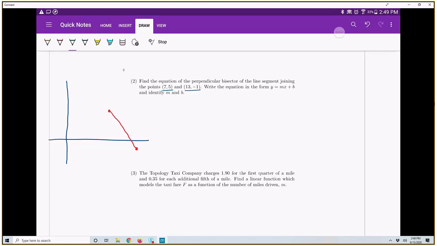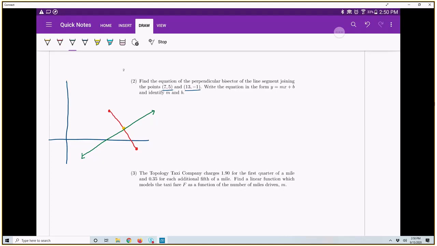We want to draw a perpendicular bisector. What does that mean? Well, the word bisect, that suggests that we want to cut this line in half. And perpendicular means we're looking for the line that crosses it at a 90-degree angle.